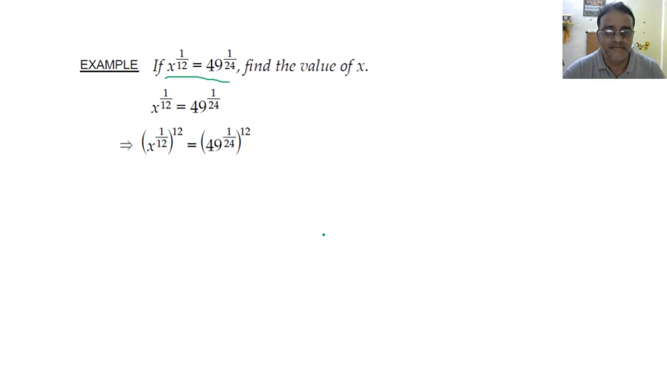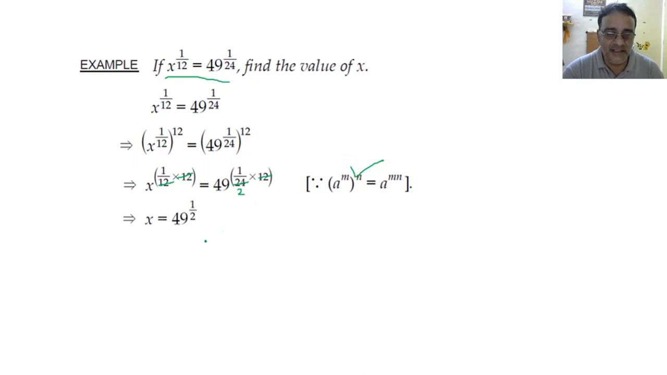(a to the power n over m) whole to the power n is equal to a to the power m into n. Right. So in the next step, these two will cancel, and we'll get the power 1 here, and here we'll get 1 by 2. So x is equal to 49 to the power 1 by 2. This property we have used here.